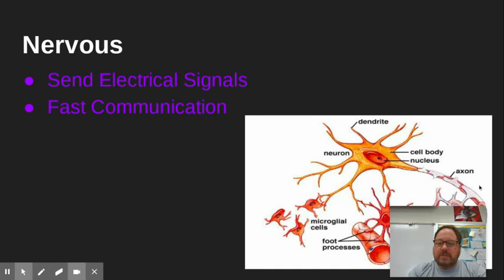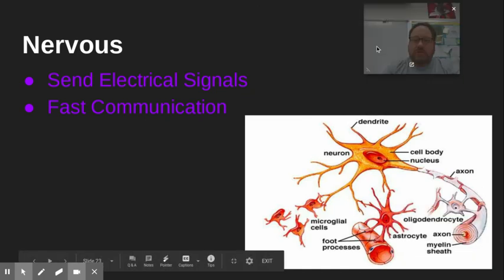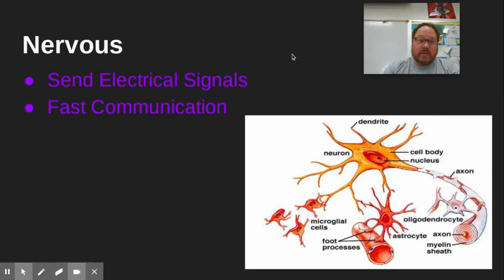The last type of tissue we'll look at is nervous tissue. Now, nervous tissue can make you feel nervous in addition to other things. But the basic function of the nervous system is to send and receive electrical impulses. So what it does is it allows for communication between parts of the body in fractions of a second, in thousandths of a second. So it's really rapid movement of signals so you can react very quickly to the environment.